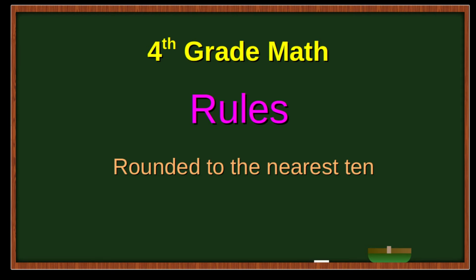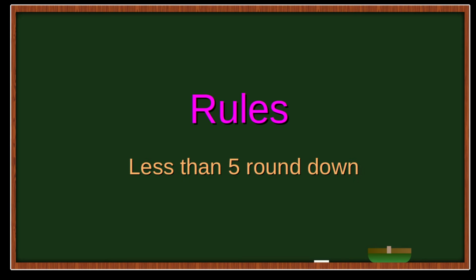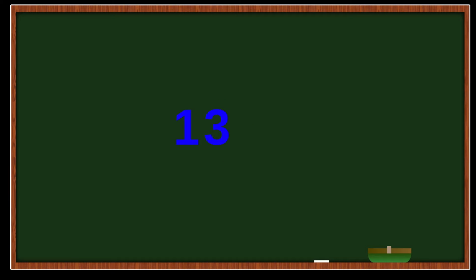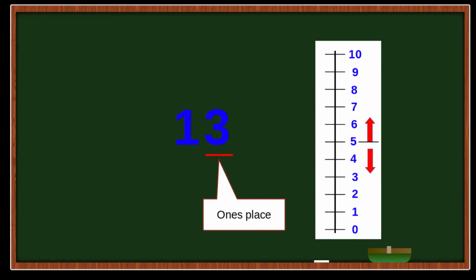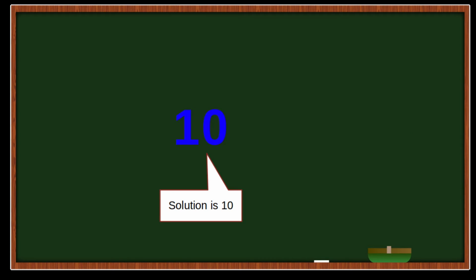A whole number is rounded to the closest 10, which can be up or down. The rule is less than 5, round down. 5 or more, round up. So let's look at the first example, the number 13. Since this number is small, we will look at the ones place to determine the direction to round. The 3 is less than 5, so we will round down. And our solution is 10.